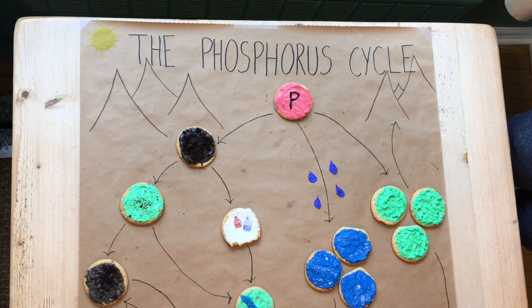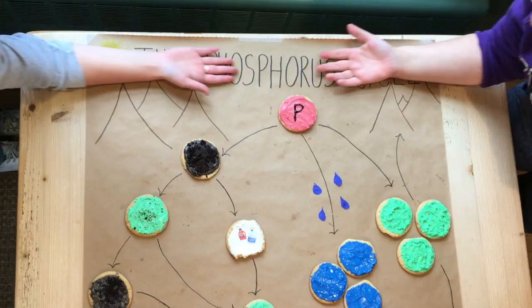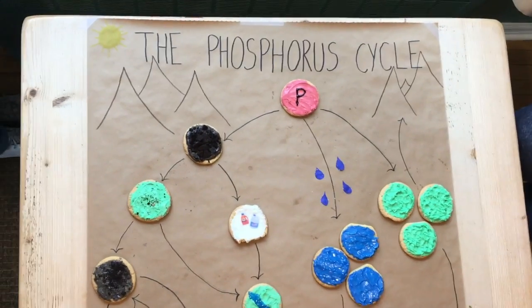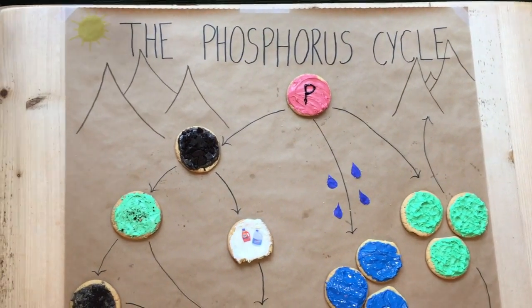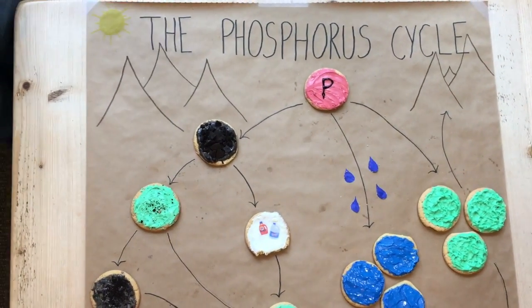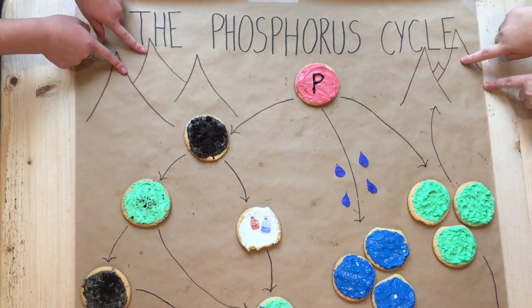The phosphorus cycle. Phosphorus is important for biological processes as it makes up DNA, RNA, and ATP. The phosphorus cycle begins with phosphorus found in the form of phosphate. Phosphates are formed because phosphorus does not dissolve well in water, so much of it precipitates out. This phosphate begins in the mountains.